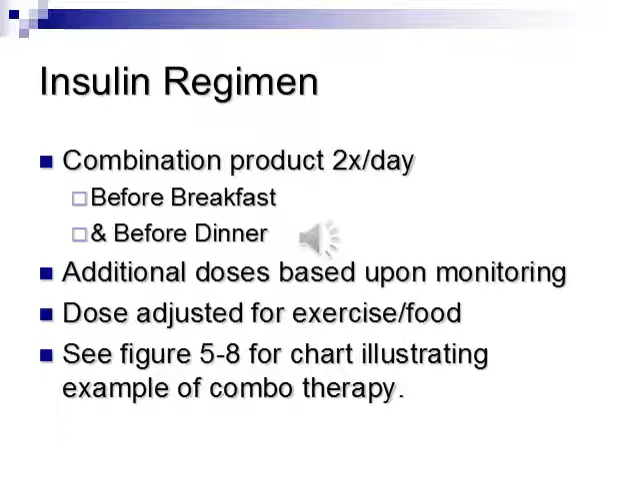Figure 5.8 in your book can also show you some different examples of combo therapy. So take a look at that so you can see how a lot of that is set up.